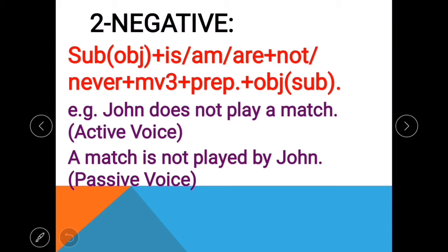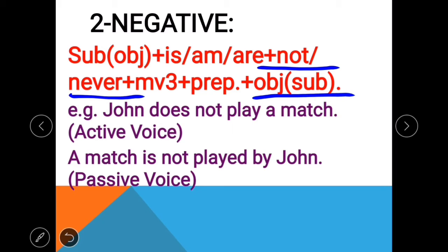Rule number 2, negative. Dear students, in a negative sentence, all the rules remain as they are except the adverb not or never. So according to the sense of negation, we can use not or never. So subject, then is, am, or are according to the number of the subject, then not or never, then the third form of the main verb. After that, preposition, finally an object to be used.